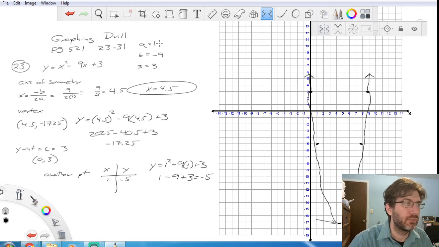Again, just based off of A here, we know that it's positive A, so we know that it is opening upward like that, and we have a min. And that makes sense. We have it going upwards, and we have a min.